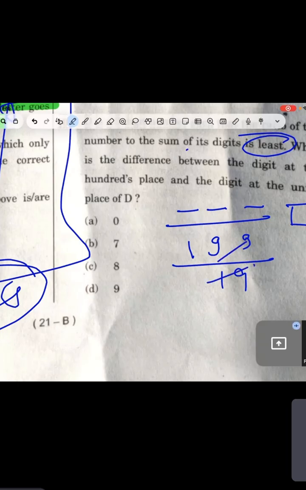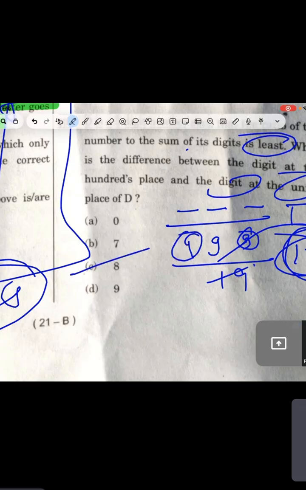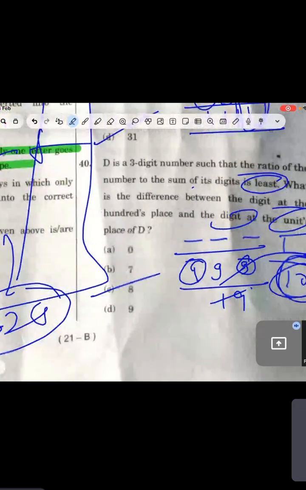So the hundreds digit must be minimum, so the hundreds digit must be 1. Now here I can take the maximum. Now count it. The sum will become 19, because 9 plus 9 is 18 plus 1 is 19. Divide 199 by 19, you get about 10. This is the minimum, guys. So what is the difference between the unit and hundreds digit? 9 and 1, 8. This is the answer. You just need to understand the question, guys. Otherwise, there is nothing.